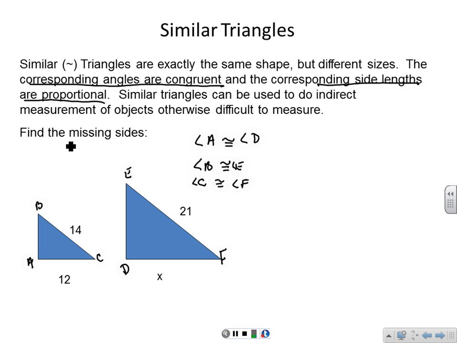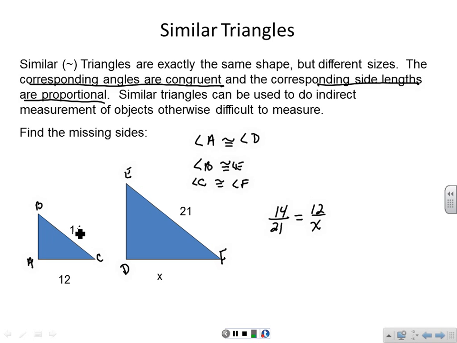In this particular problem it says find the missing sides, so what we can do is set up a proportion. Remember, corresponding side lengths are proportional. What I like to do is put the sides proportional, because that's what it says. So we're going to have something like 14 is to 21, because they're in the same position, as 12 is to x. Now you have to be careful how you set up these proportions. They have to be set up correctly.